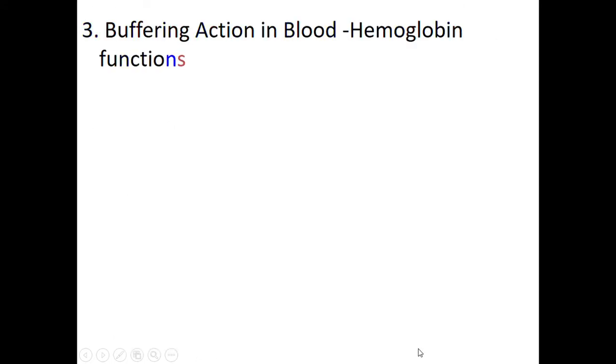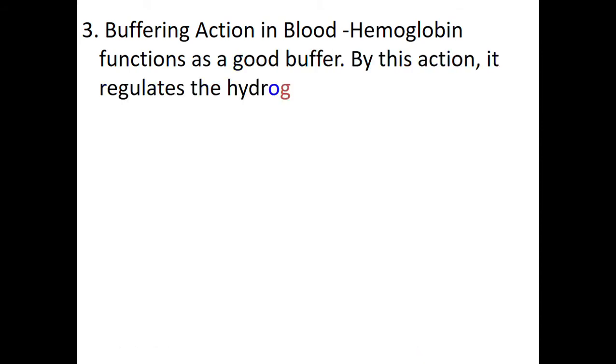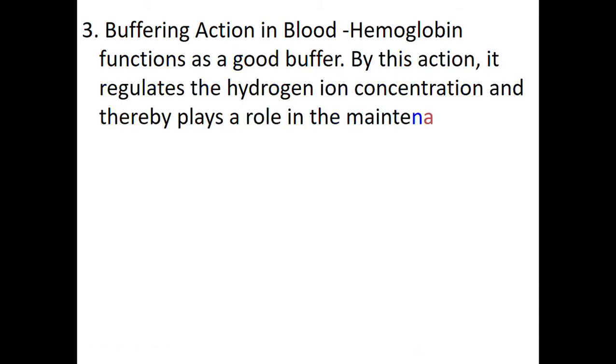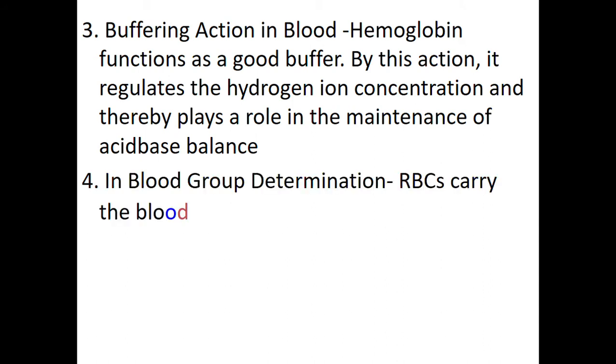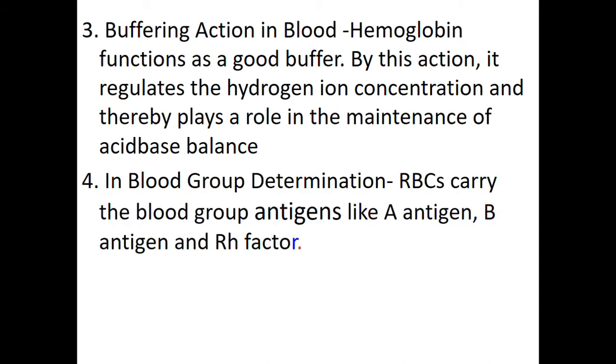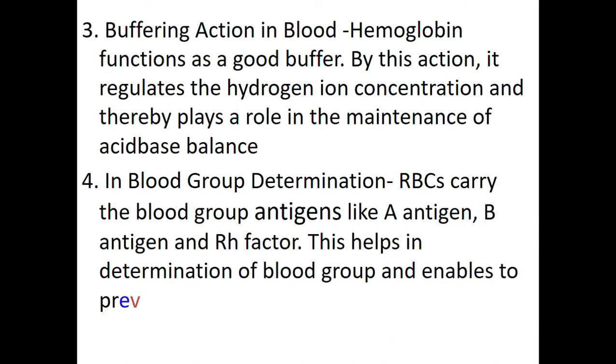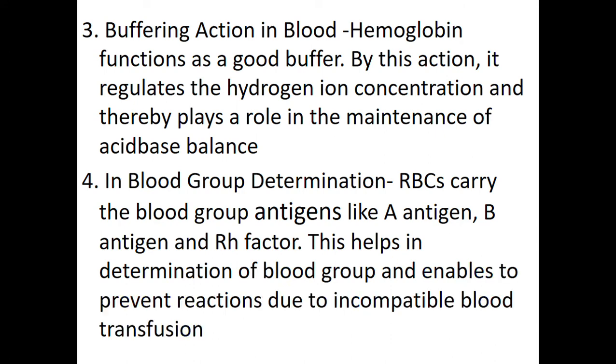Then buffering action in the blood. Hemoglobin acts as a good buffer. By this, it regulates hydrogen ion concentration, thereby playing a major role in maintenance of acid-base balance. Then in blood group determination, RBC carry the blood group antigens like A antigen, B antigen and Rh factor. This helps in the determination of blood group and enables prevention of reactions due to incompatible blood transfusion.